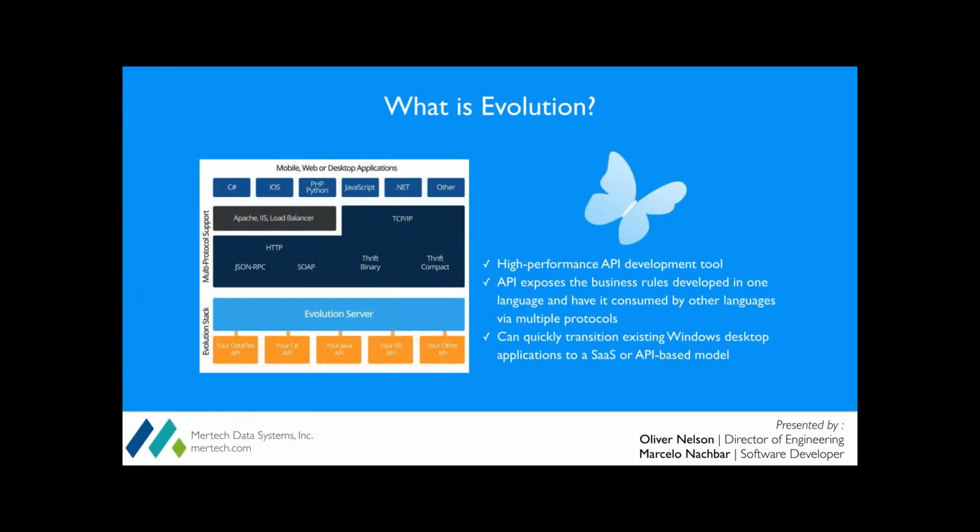This isn't the case with Evolution, though. With Evolution, you have this very high-performance API tool that can help you expose your business rules that you develop in one of the languages we support. The real intent here is to help customers transition their Windows desktop applications or to build new applications as SaaS models or as API-based applications.